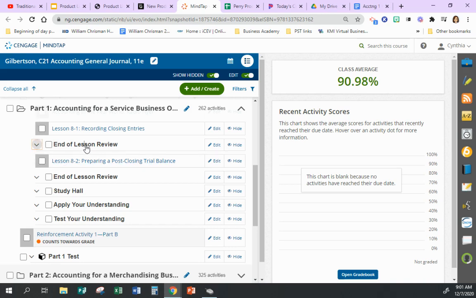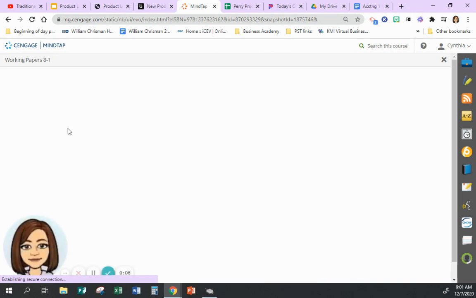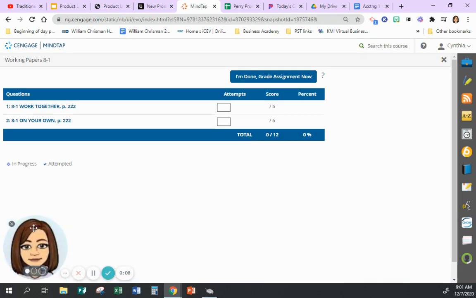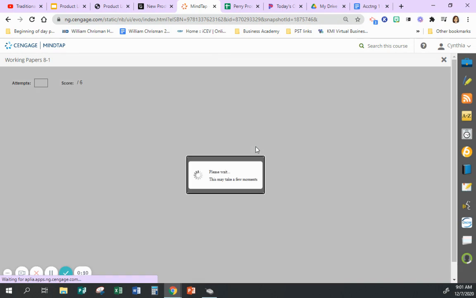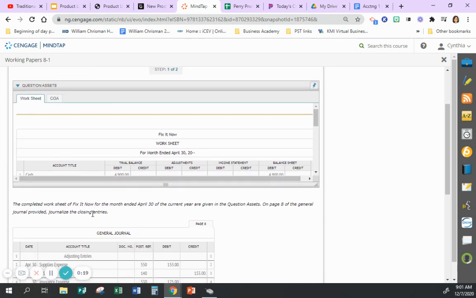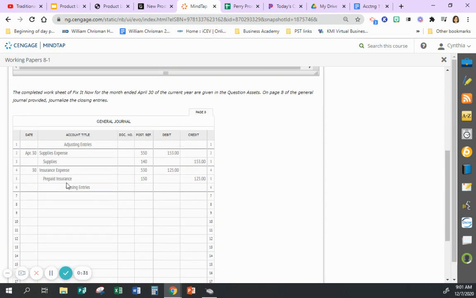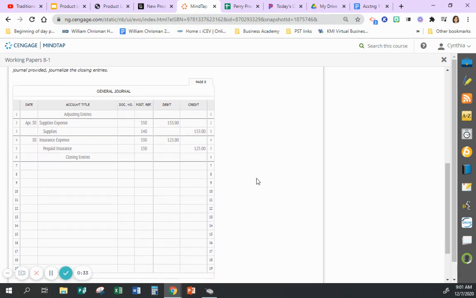So, work together 8-1 on recording closing entries. This is through the portal. So we're going to start out. It says the completed worksheet of Fix It Now for the month ended April 30th of the current year is given. And we're going to use page 8 of the general journal to journalize the closing entries. So the adjusting entries are already there.